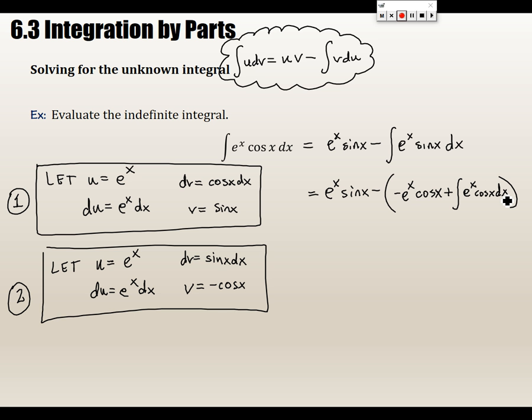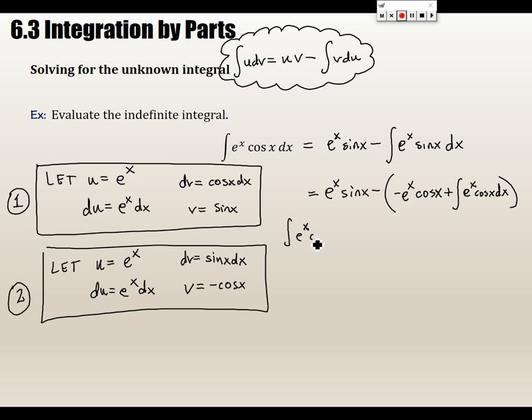Say it again. Up here? So say it again. Which part? V is the antiderivative of this here. So here we differentiate over here in this column. Here we integrate. Yeah.